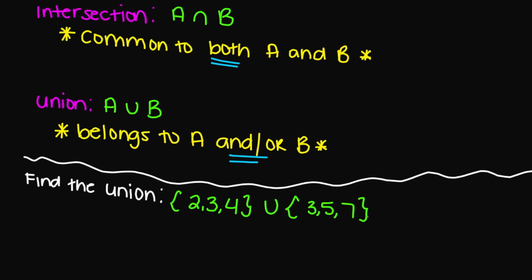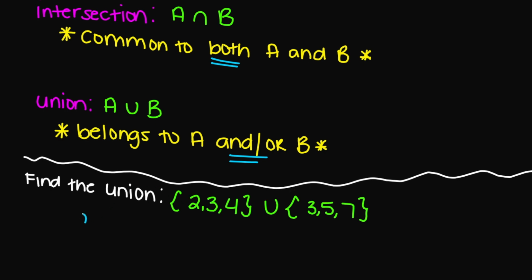Let's look at this example here. Let's say we needed to find the union for these two sets here. I have 2, 3, 4. The symbol for union here looks like the letter U. And then my second set, I have 3, 5, and 7. What are the numbers that belong to A and or B? That belong to my first and or my second set.